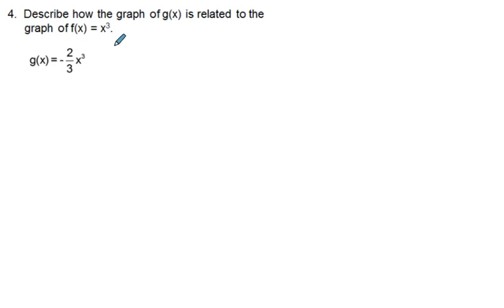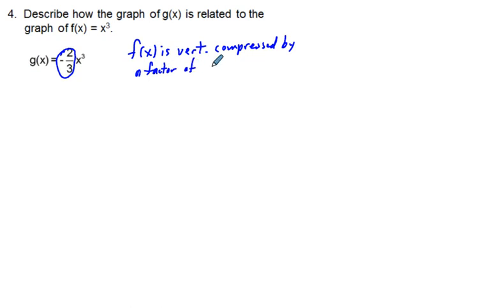4. Describe how the graph of g of x is related to the graph of f of x equals x cubed. Well, we have two things going on here with this negative 2/3. We have an absolute value of less than 1, so f of x is vertically compressed by a factor of 2/3. And f of x is also, and that's what the negative sign does, reflected about the x-axis.